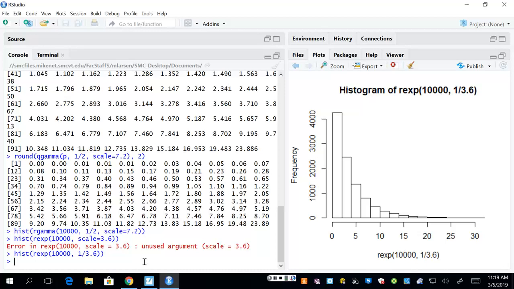Anyway, if you push this, we could calculate the probabilities we had before. What's the probability that we're greater than 9?